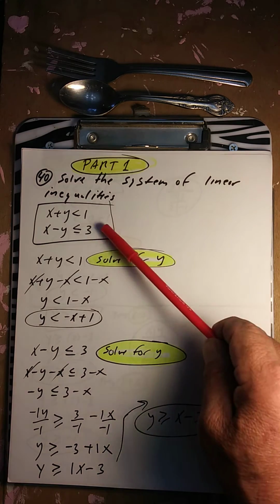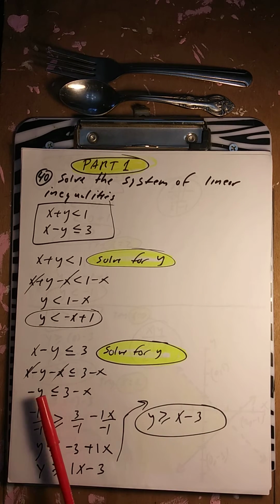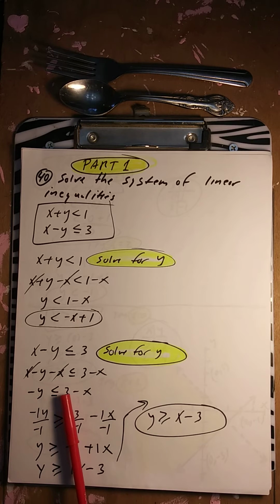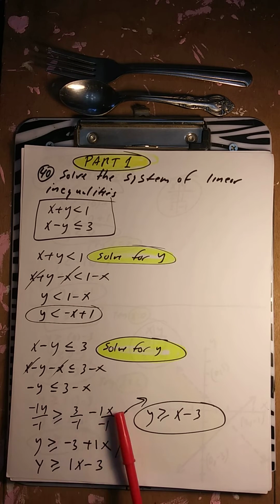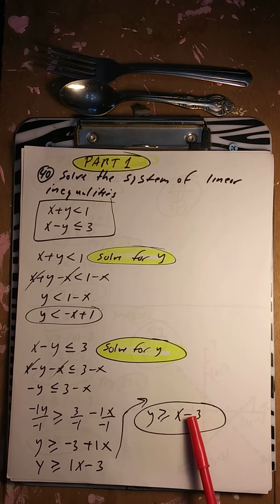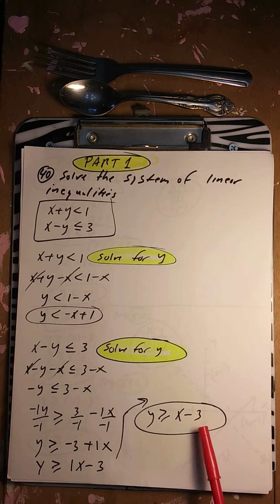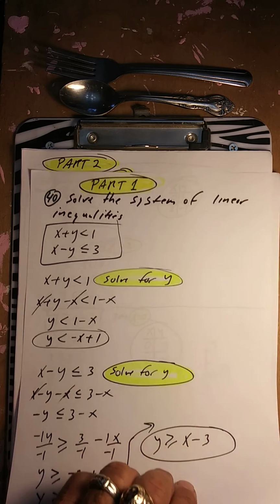Solve the other one for y also. So minus x, negative y is less than or equal to 3 minus that. Divide by negative 1, and turn the alligator. So y is greater than negative 3 plus 1x. So y is greater than or equal to 1x minus 3. Now we have these two right here. Oh, you don't need the 1. So it is. Now, next page.